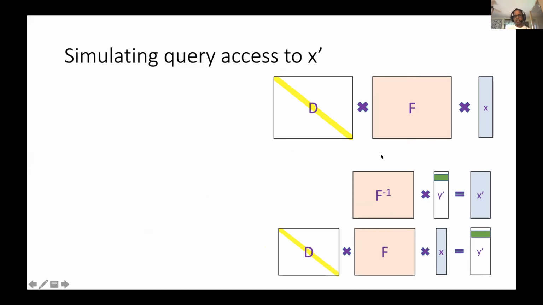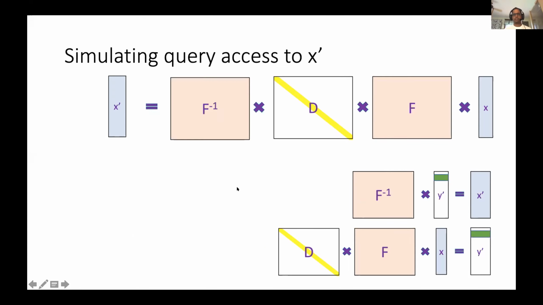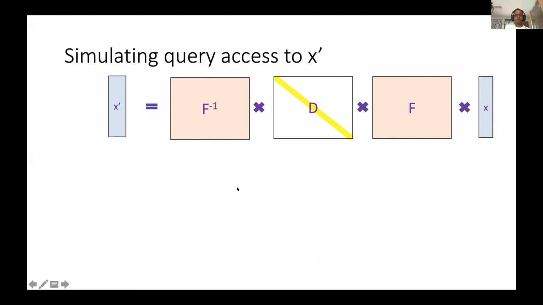So again, we start off with y prime, which is D times F times x, and we want x prime, which is F inverse times y prime, and y prime is this. So I'll just put that back in over here. So to access any one entry in x prime, you want access to this whole product.